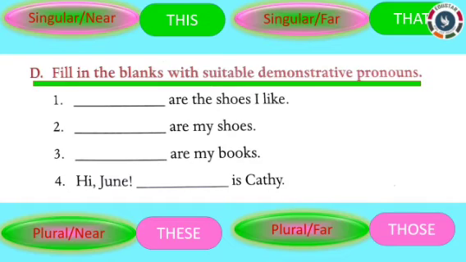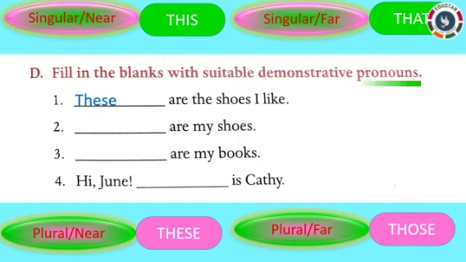The first sentence. Dash are the shoes I like. Here you are talking about shoes which always come in plural form and showing it near. So use the demonstrative pronoun these. As this is the first word of a sentence, start with a capital letter.